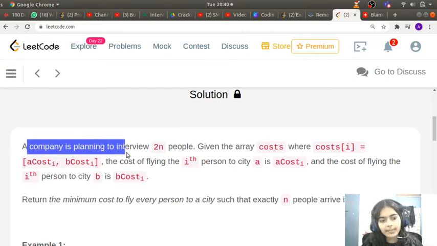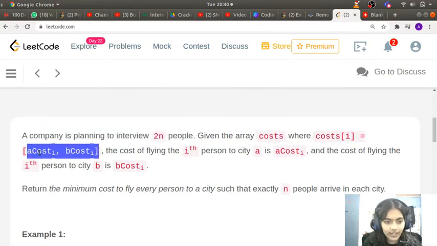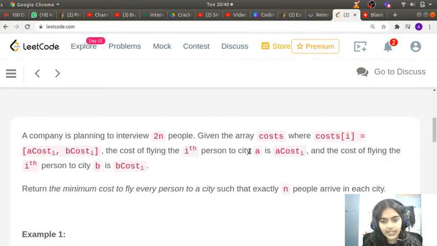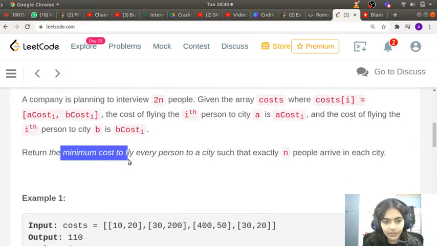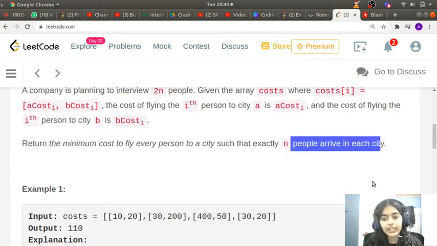A company is planning to interview 2n people. Given the array cost, where cost[i] is a vector of size 2, the first element represents the cost of flying a person to city A, and the cost of flying a person to city B is represented by the second element. We have to return the minimum cost to fly every person to a city such that exactly n people arrive in each city.